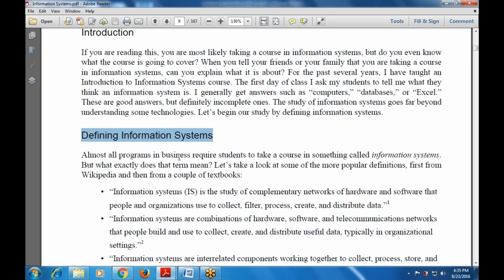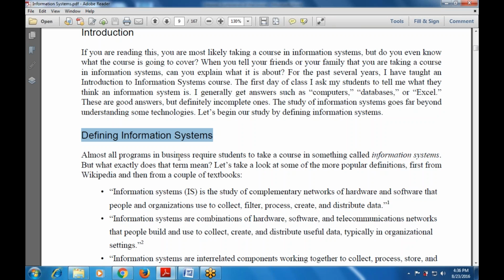Then, information systems are combinations of hardware, software and telecommunication networks that people build and use to collect, create and distribute useful data, typically in organizational settings. That is, these are the various typical settings with the hardware, the software, and the telecommunication network that people build to collect data, receive data, and distribute useful data in the organizational setting.